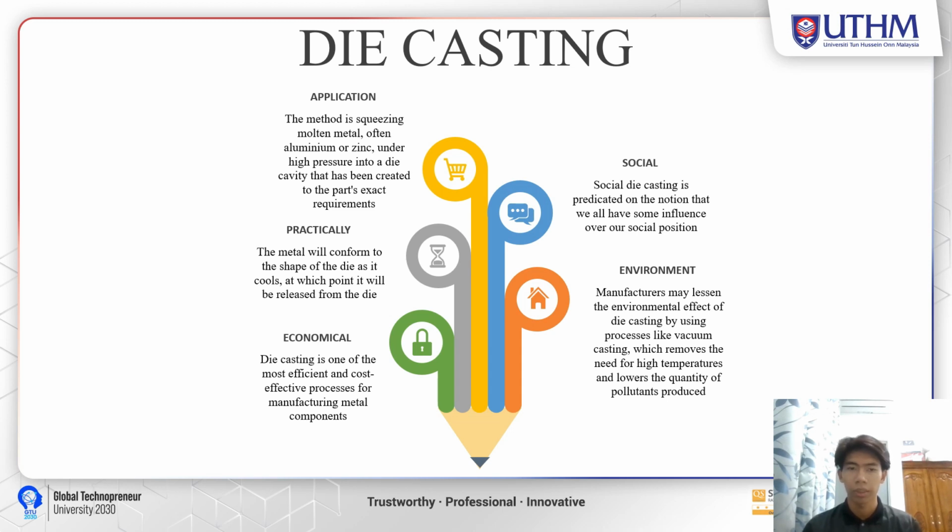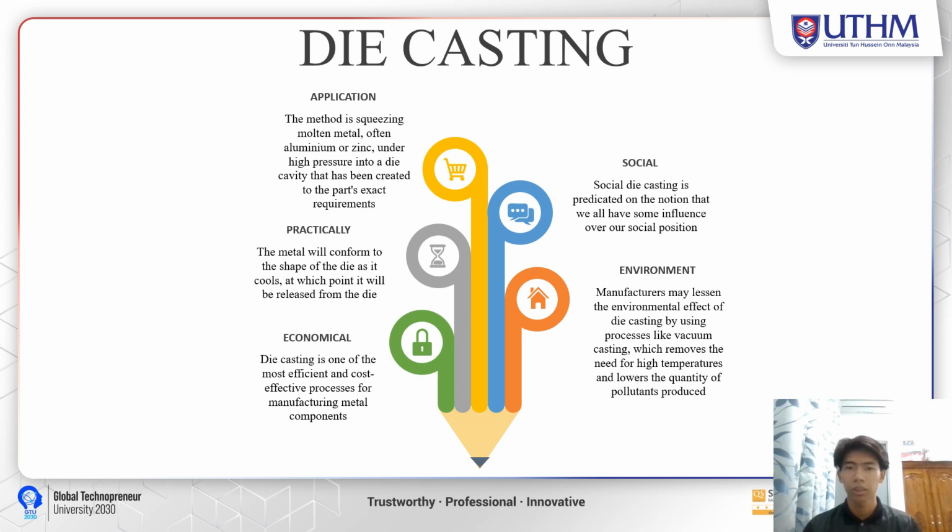For the second one, practicality. The metal will conform to the shape of the die as it cools, at which point it will be released from the die. For the economical aspect, die casting is one of the most efficient and cost-effective processes for manufacturing metal components.